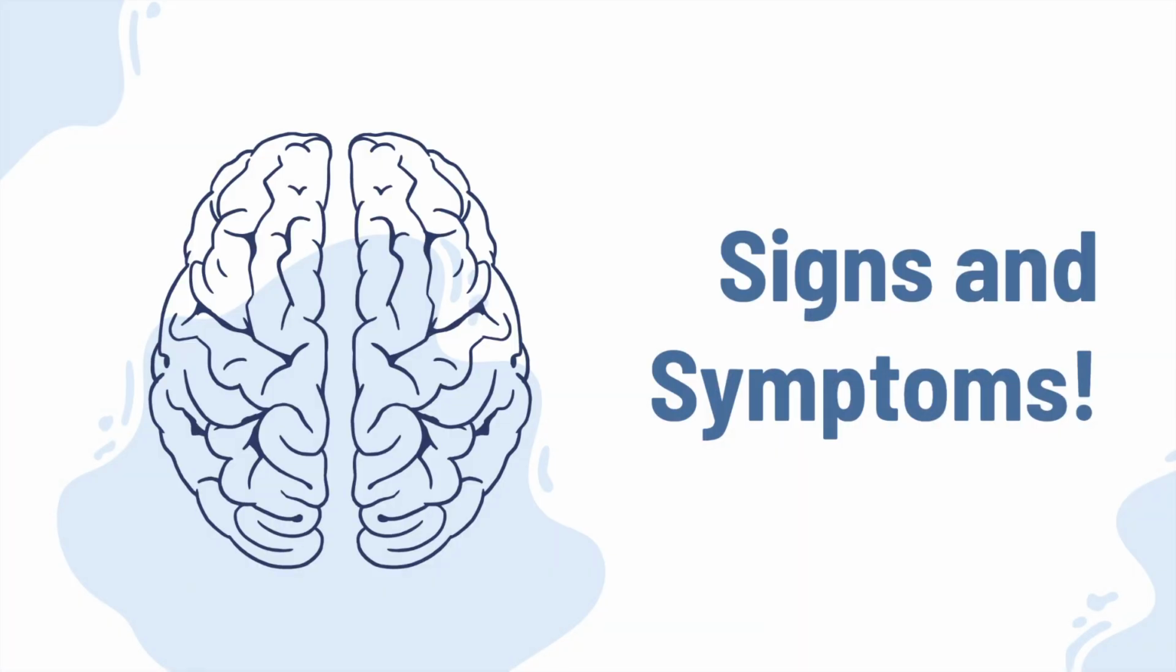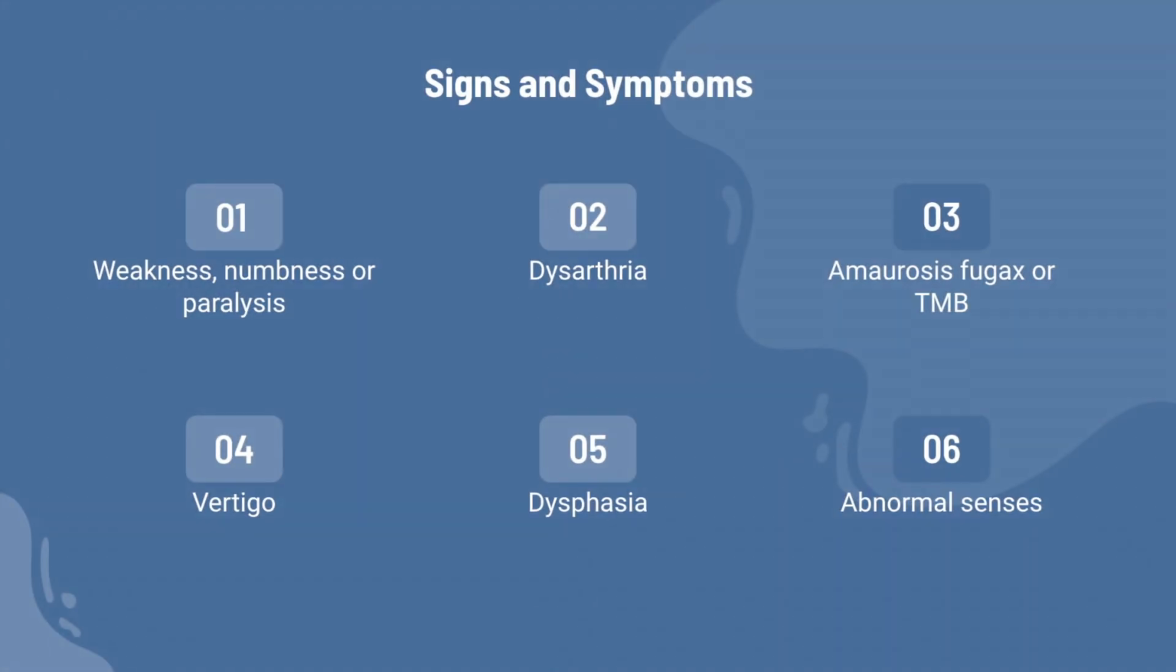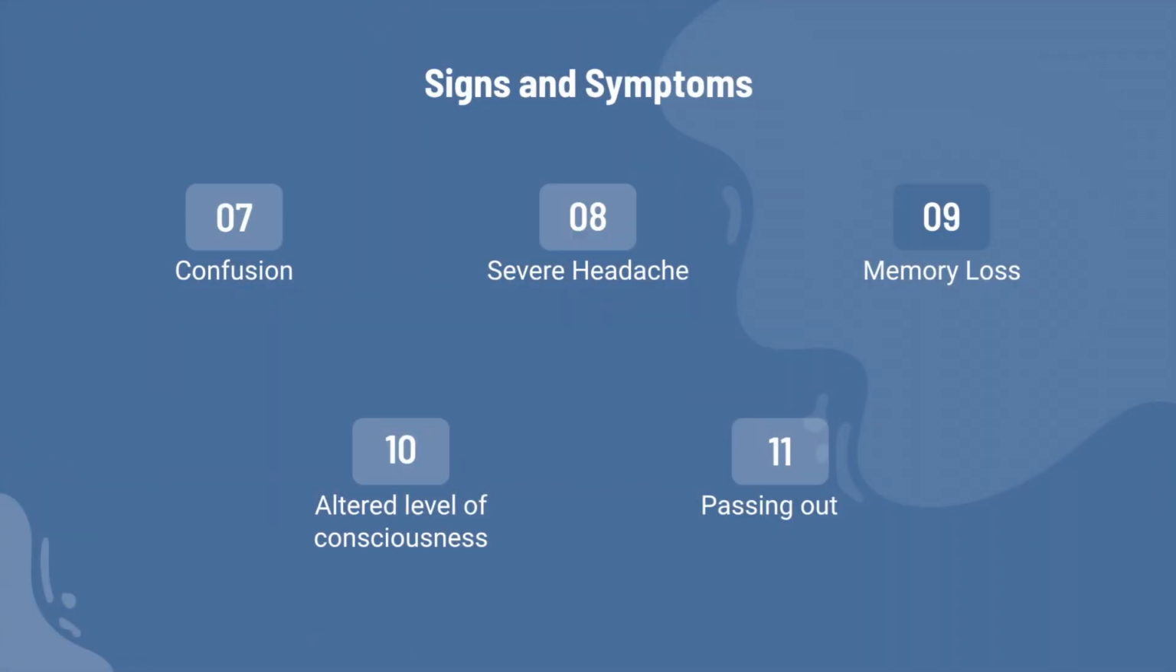Signs and symptoms. Some of the signs and symptoms for a transient ischemic attack include weakness, numbness, or paralysis, dysarthria, amaurosis fugax or TMB, vertigo, dysphagia, and abnormal senses. Other signs and symptoms include confusion, severe headache, memory loss, altered level of consciousness, and passing out.